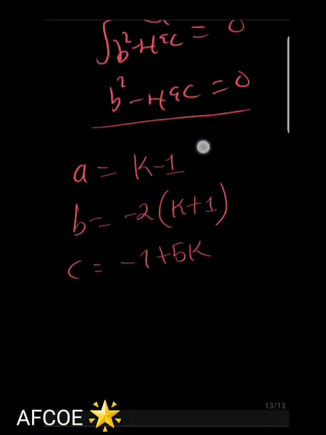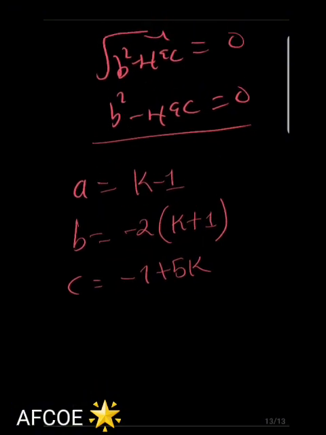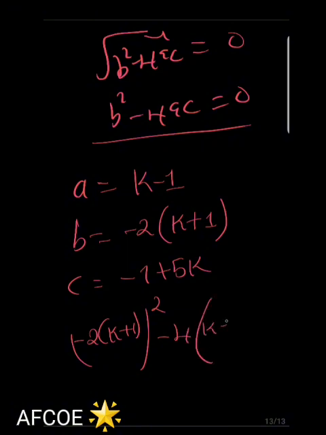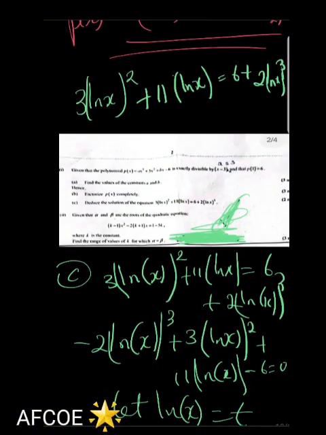Are we there? Now we are going to find our b squared minus 4ac. Our b squared is simply negative 2 into k plus 1, all squared, minus 4 all into a, which is k minus 1, all into c, which is negative 1 plus 5k, and I close my bracket. So you simply open this bracket and you get a quadratic in terms of k, and you solve that quadratic. I'll leave this as an exercise for you to do.